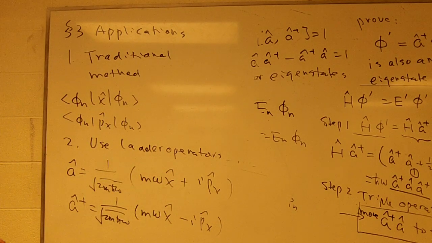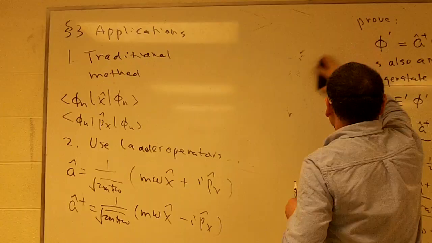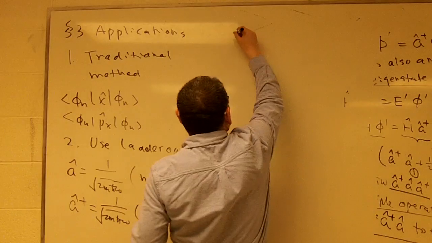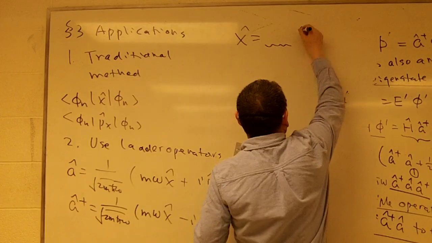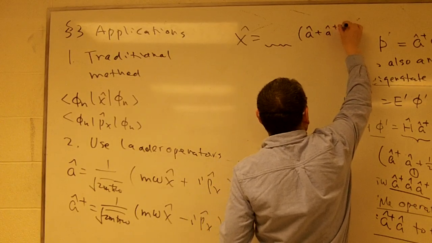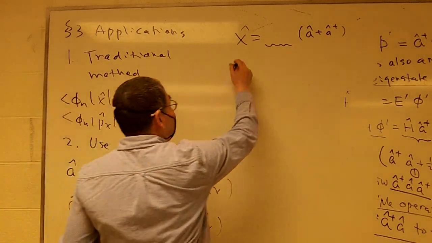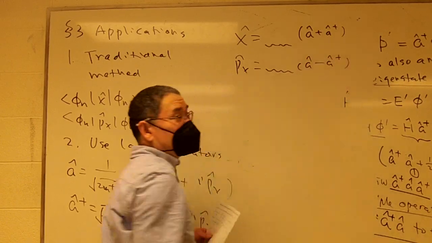Now you can see I can calculate x hat and p hat using a dagger and a. I'm not going to write the entire thing out, because you can clearly see it can be written in the following format. x is going to equal some coefficient in front times (a dagger plus a). You can always do it like this. Add these up, so the two terms cancel out, leaving some coefficient in front. Similarly, p_x hat is some coefficient times a minus a dagger, like this.